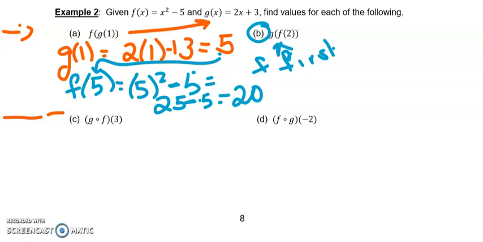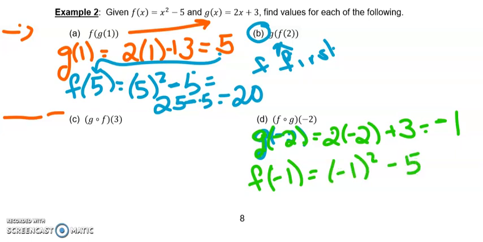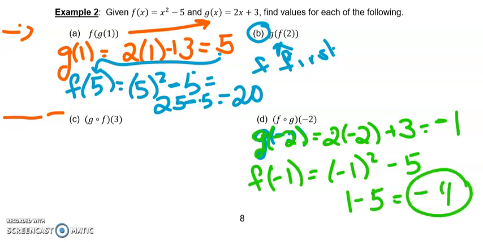So G of negative 2. You know what? That's confusing. Let's redo it. Okay, so G of negative 2 is 2 times negative 2 plus 3. That's going to make a negative 4 plus 3 is negative 1. That's now your answer. That's what's going to go into F. So F of negative 1: negative 1 squared minus 5. Remember, a negative squared is positive. You end up with negative 4.